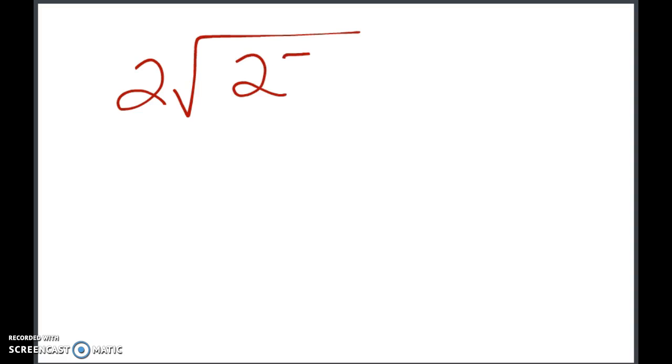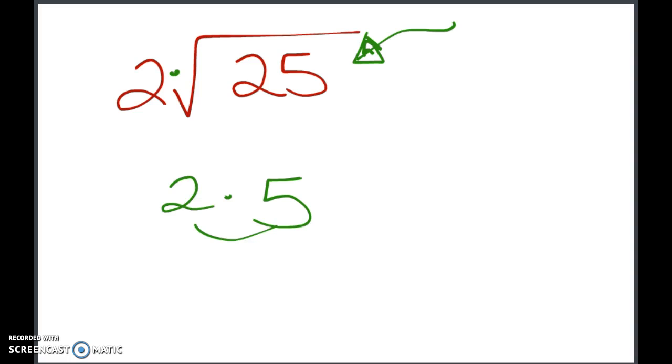Okay, one more type of problem that I'm going to kind of show you. You might see something like this. Okay, now this means I have 2 times the square root of 25. You always should do your square roots right away. Okay, so the square root of 25 is actually 5, and now it says times 2 out front. So 2 times 5 is 10. So that's how I would do a problem like that.